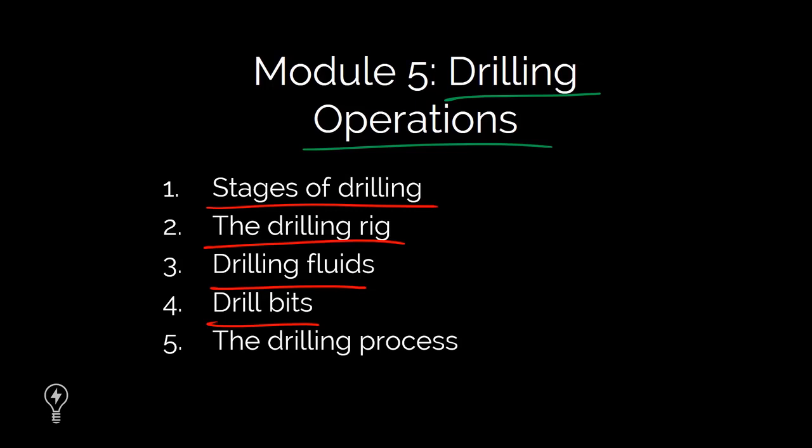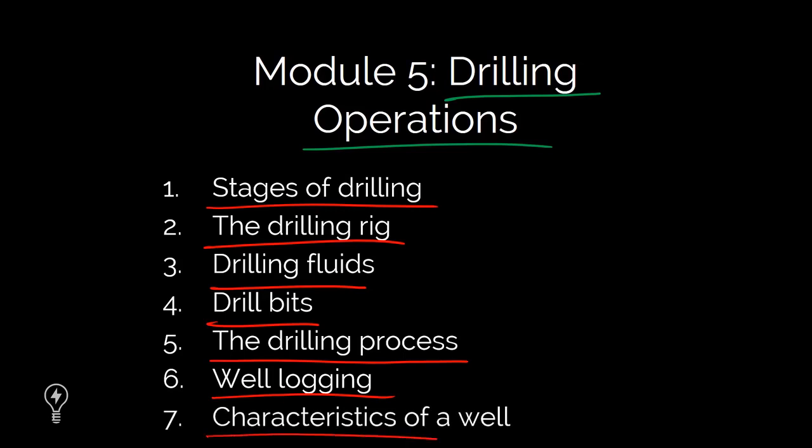In our 5th area, we'll look at the drilling process itself. Here we'll establish how a well is drilled, how it's cased, and then how it's cemented. Next, we'll look at well logging, and in well logging, we'll look at how tools are lowered into the wellbore to acquire information on the formation and the potential for hydrocarbon zones. And in our 7th area, we'll look at the characteristics of a well, particularly in terms of pressure and temperature.